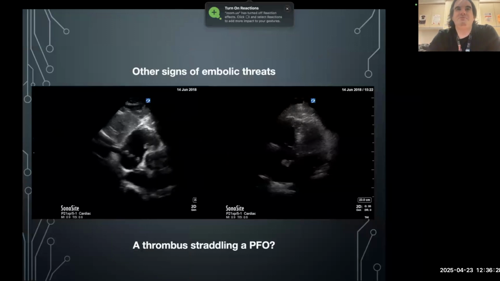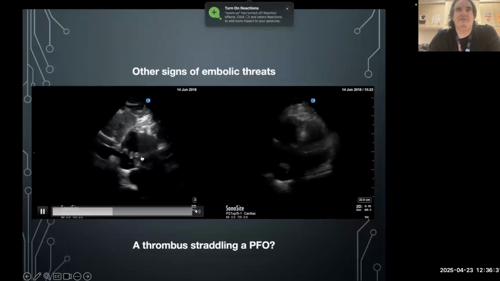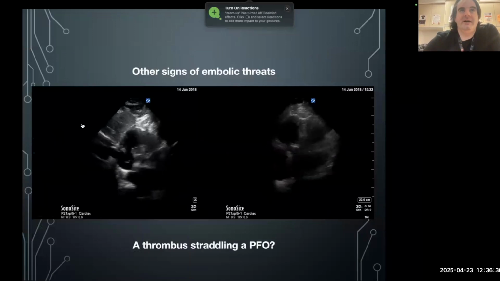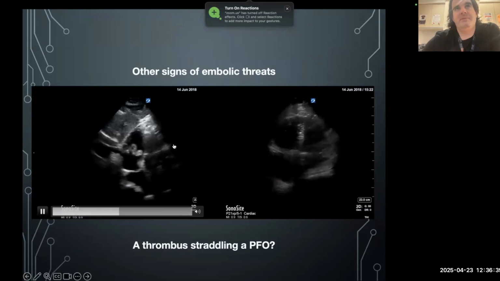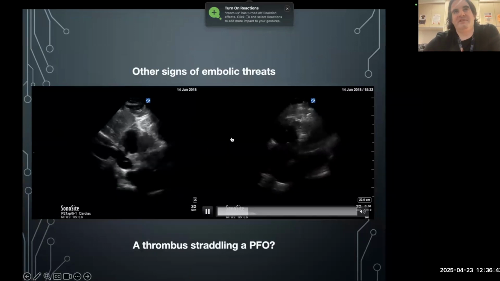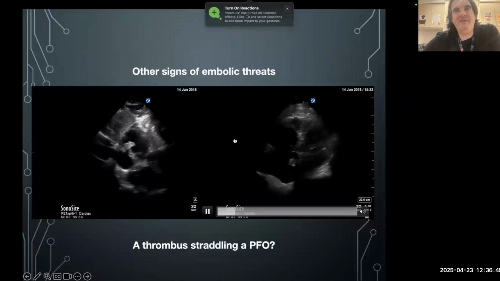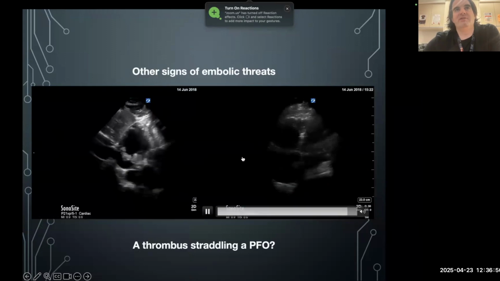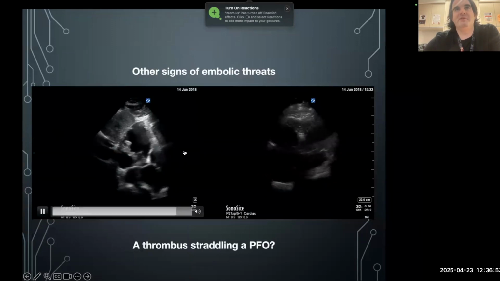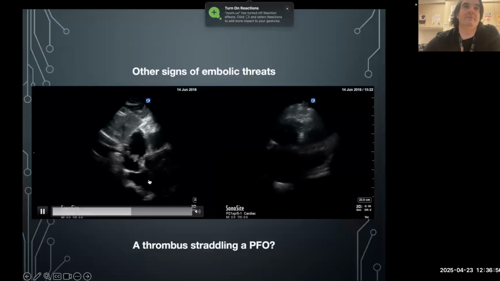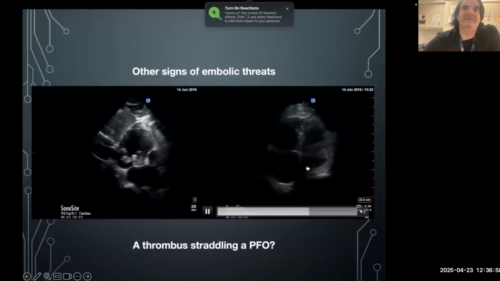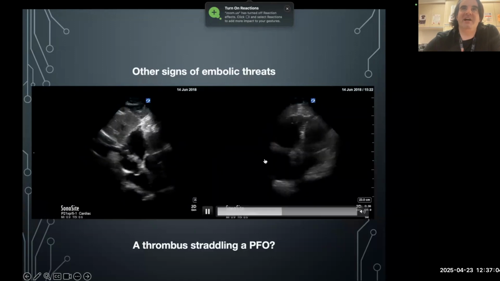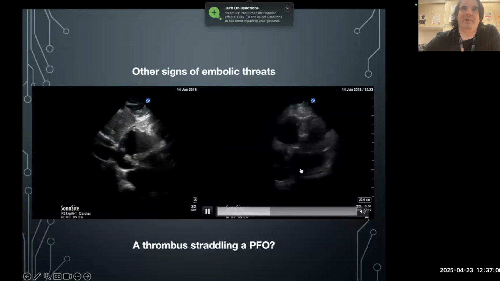Other embolic threats. This is a little buddy here. This is a clot in transit, which is not a very common condition. However, some papers suggest that 7 to 12% of patients who have hemodynamically unstable PEs will have evidence of clot in transit. Of course, you've got to look for it to find it. So it may just be a case of who actually gets an early echo, for example. This one was a bit unclear, but I kind of worry that maybe it's a thrombus straddling a PFO, which is contentious in how it's managed, but certainly comes with embolic risk.